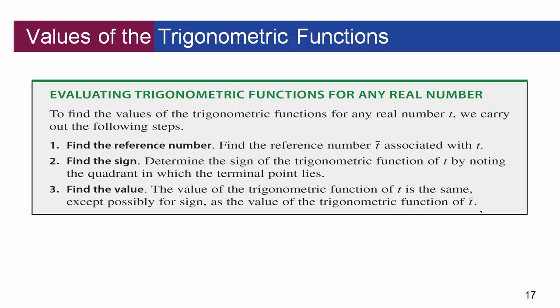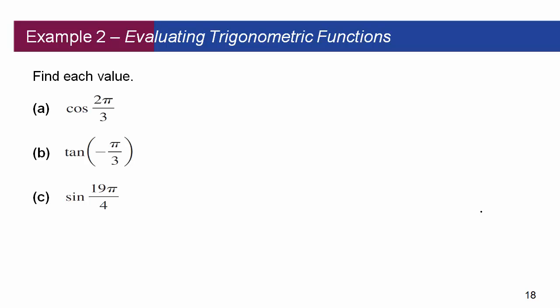You find the reference number or the reference angle, whatever you want to call it. You figure out what quadrant you're actually in to help you determine whether you're positive or negative. And then you determine what your actual value is based on the reference number. Put all those three things together, and you've got your answer. Let's look at some examples.